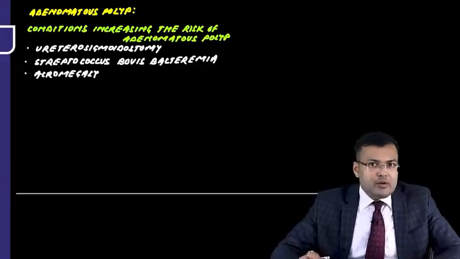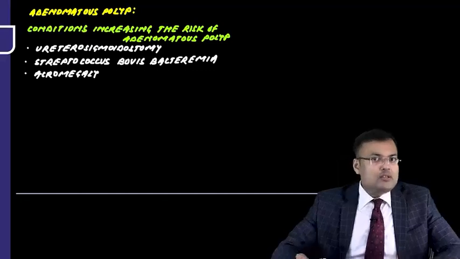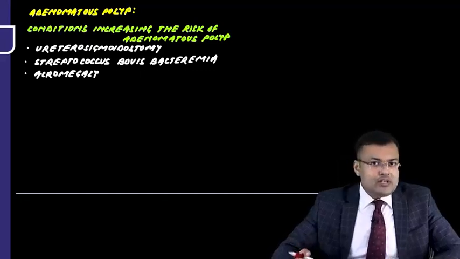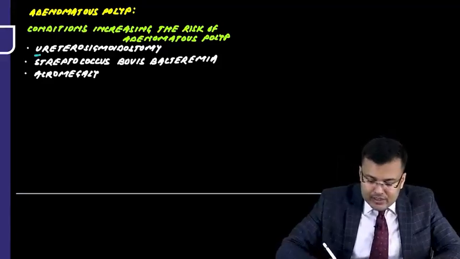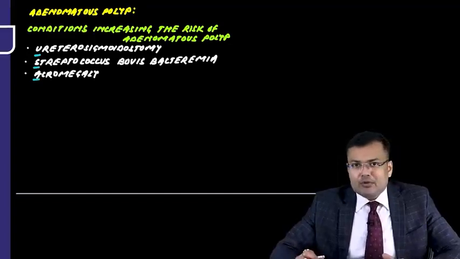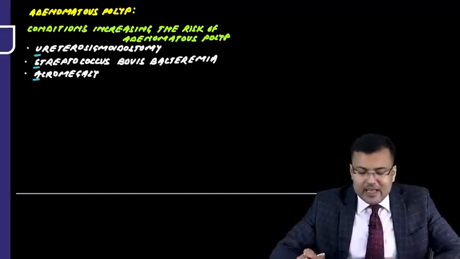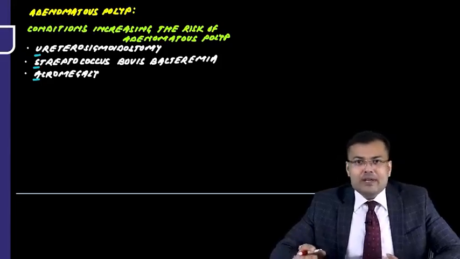Now see the adenomatous polyp. We discussed that adenomatous polyp is a neoplastic polyp. So what are the conditions which are going to increase the risk of adenomatous polyp? How to remember? Mnemonic is USA. U means ureterosigmoidostomy, S means Streptococcus bovis bacteremia, and A means acromegaly. These are the factors which are going to increase the risk of adenomatous polyp.